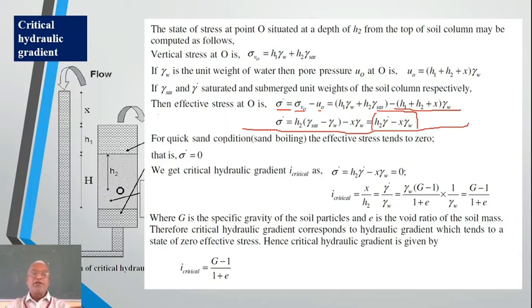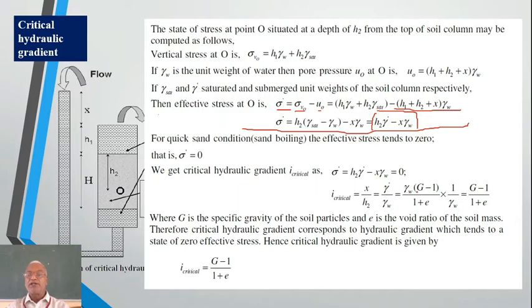Right? For quicksand condition, we have said that the effective stress has to become 0. Means this term, whatever you have, should be equated to 0. We get critical hydraulic gradient i critical as, now if you set this equal to 0, that is sigma dashed is equal to 0, which is H2 gamma dashed minus X gamma W, or look at this, what we have is X divided by H2, which will be critical hydraulic gradient, which will be equal to X divided by H2, will be equal to gamma dashed divided by gamma W.